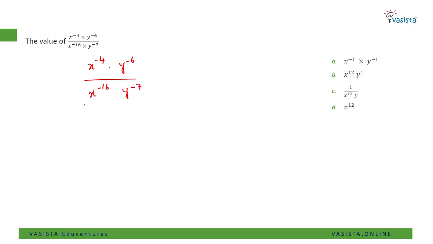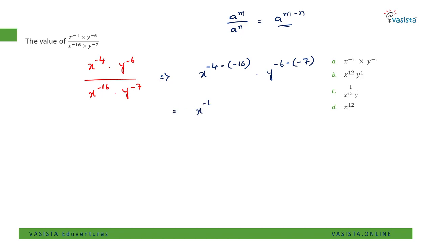To solve this, what we can do here is, let us take this. See, we know the formula, that is a to the power of m divided by a to the power of n, which is going to give us a to the power of m minus n. Let me use this formula. This is going to be base is x, same here in the numerator and denominator. So x to the power of minus 4 minus 16, y to the power of minus 6 minus 7, right?